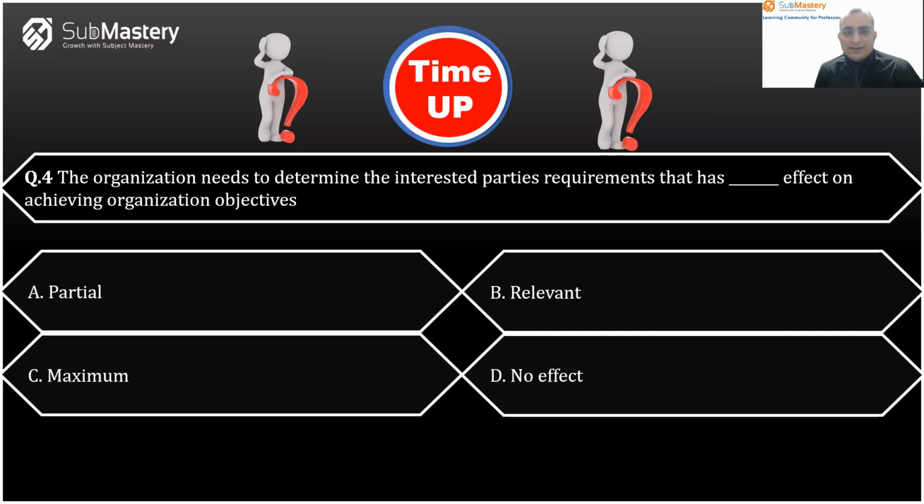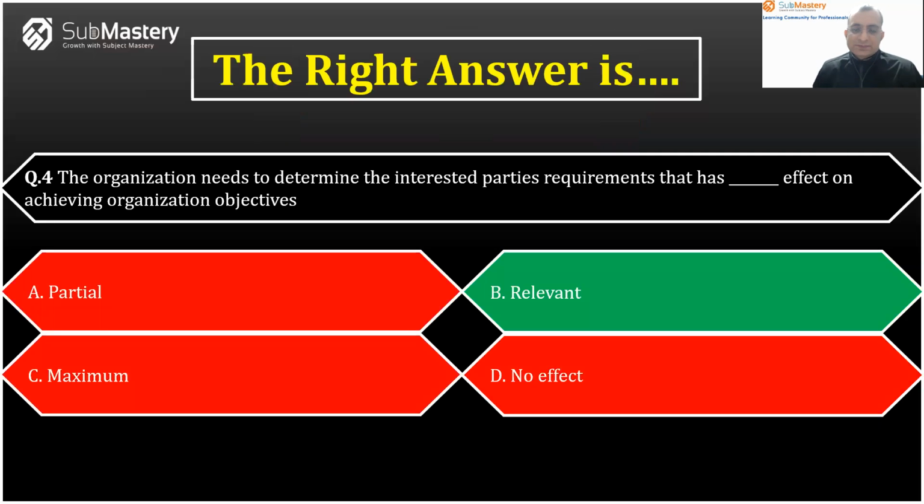Okay, time up. The right answer is B, relevant, right? Relevant effect. So we might not say partial. Relevant is the right answer. Maximum, definitely some might have more, some might have less. No effect, definitely you need to identify. So whatever the relevant impact is there, that interested party you need to identify.